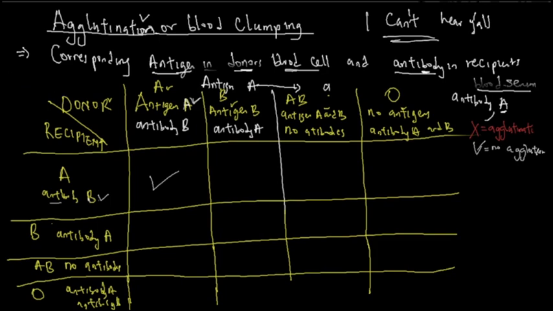Can we continue? What if blood group B is donating? If blood group B is donating, you have antigen B donating to A where there is antibody B. Are you noticing that the antibody of the recipient now corresponds with the antigen of the donor? So would there be agglutination here?